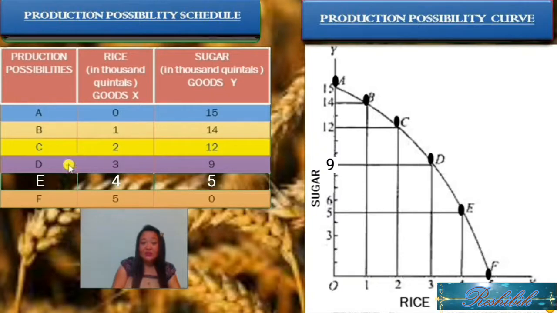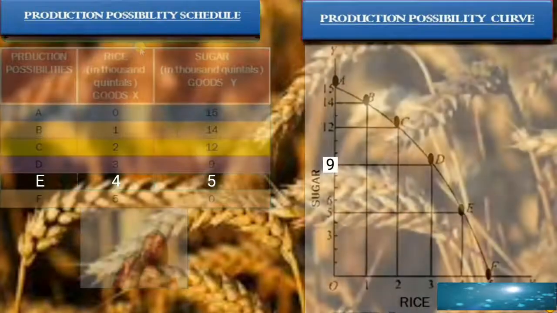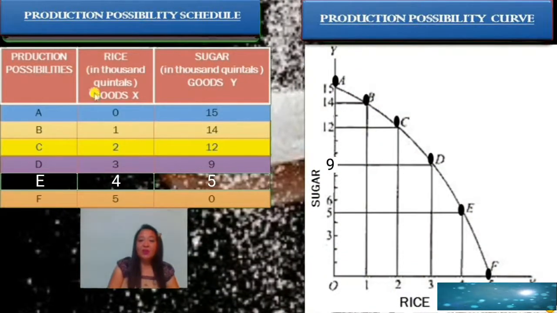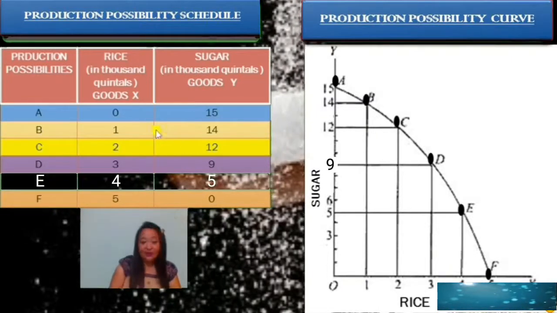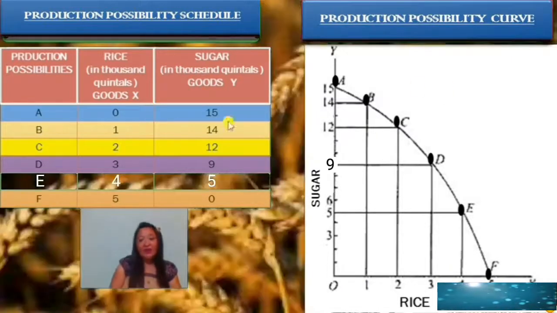Looking at all these combinations, what did we observe in this table? We saw that an increase in the production of one product will lead to a decrease in the production of another product. So this is your production possibility schedule. Now we will see its graphical representation. The same figures we are going to see in the form of a graph.